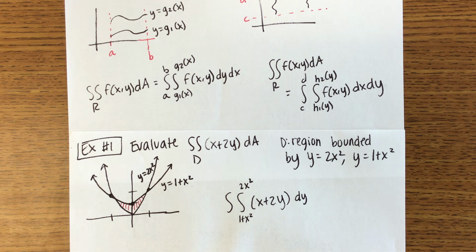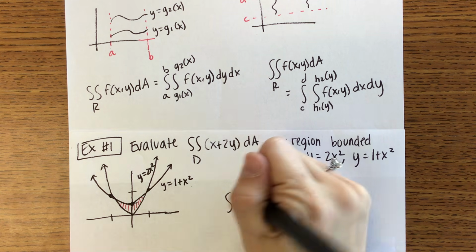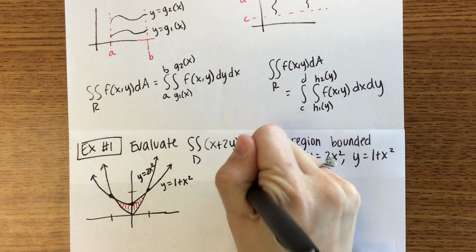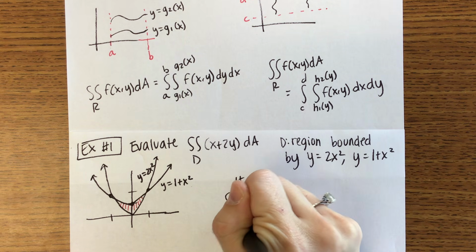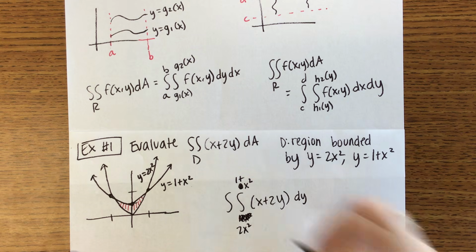Brian? Why is 1 plus x squared the bottom if it's on the top? I think it's on the top. Because I have them backwards. Thank you. Sorry, guys. Thank you for saying that. Okay, that looks better. Thank you.